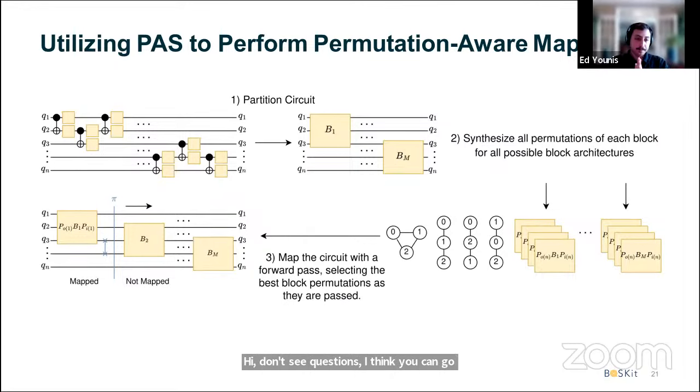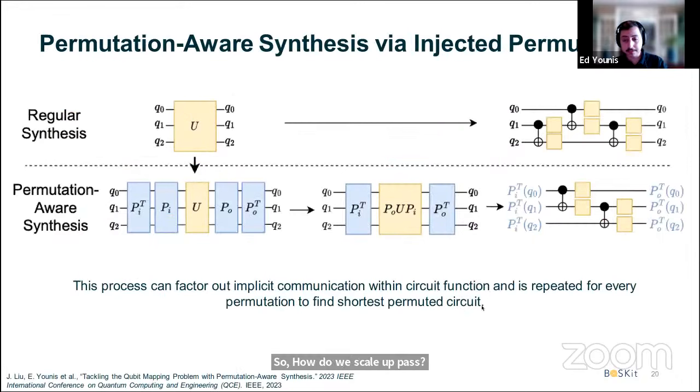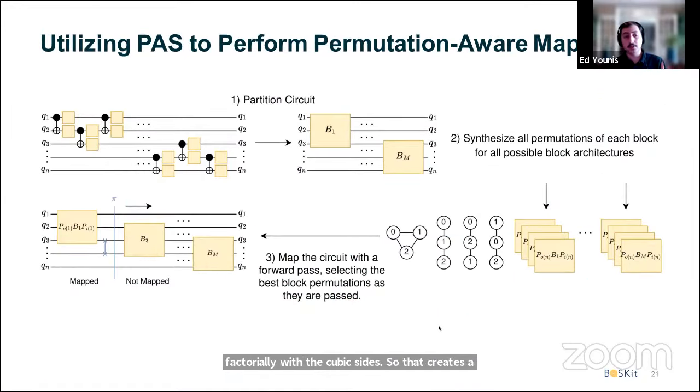So how do we scale up PAS? One last thing. We have to try out many different permutations here. And the number of permutations grows factorially with the qubit size. So that creates a challenge. What we can do, though, is utilize PAS with 3 qubit blocks to perform permutation-aware mapping.